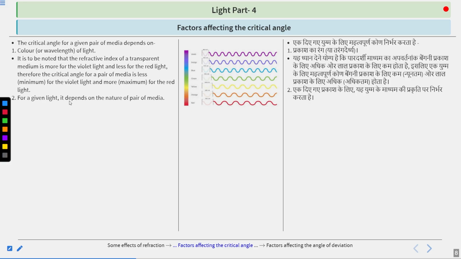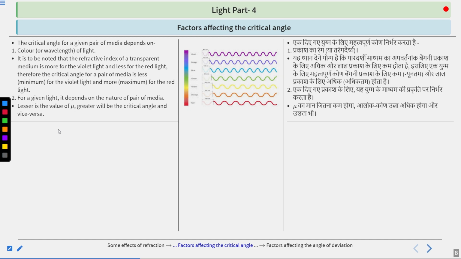For a given light, it depends on the nature of the pair of media. The lesser the value of mu, the greater will be the critical angle, and vice versa. So if we take a given light, it depends upon the nature of the pair of media, whether denser to rare, rare to denser, whatever you call it. If the mu value is lesser, the critical angle will be greater. If the mu value is more, the critical angle will be lower. So you can say mu is inversely proportional to the critical angle. If one rises, the other goes down. If one goes down, the other rises. That's it. Keep this in your mind.